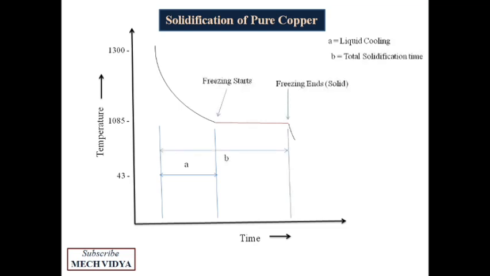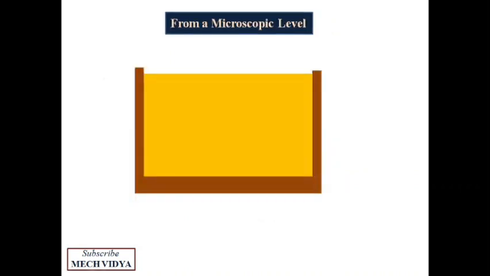Now let us see what happens at the microstructure level. Suppose this is the mold cavity carrying the liquid metal. The liquid metal has a uniform temperature all throughout. Now the mold surfaces are at a much lower temperature as compared to the molten metal. So due to the temperature difference between the mold surface and the liquid metal in contact, the heat transfer takes place rapidly and solidification starts from the interface between the liquid metal and the mold surface.